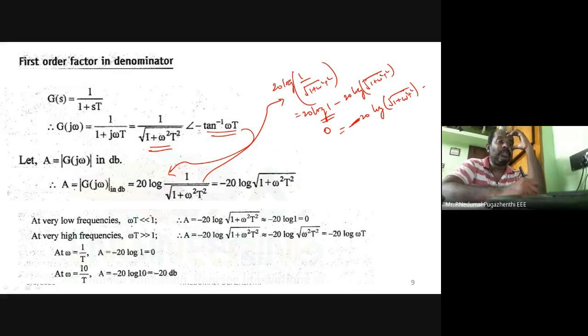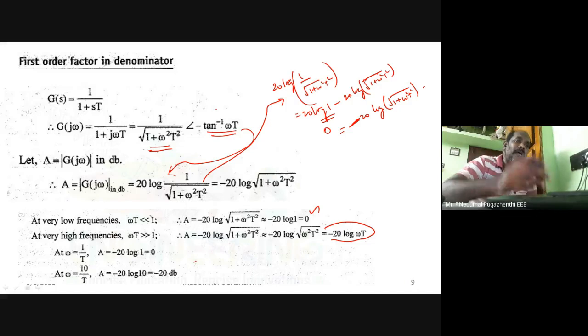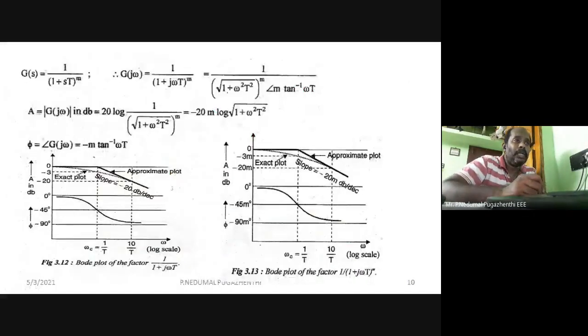At a very low frequency, if omega t is very much less than 1, then you will get it like this, it will be 0. If it is very much greater than 1, then you get minus 20 log of omega t. Based on that omega value and t value, you will have different factors there. And if it is of higher power, then again you will go for a multiplication of that power, 20 into m or 20 into n will be there. Same way, if you have an angular value, then it is going to be m into tan inverse of omega t.